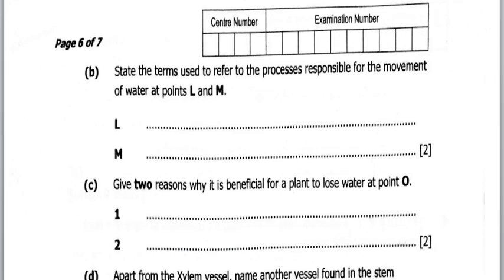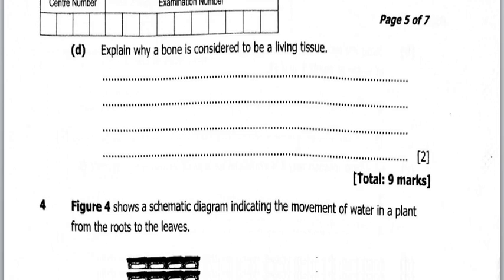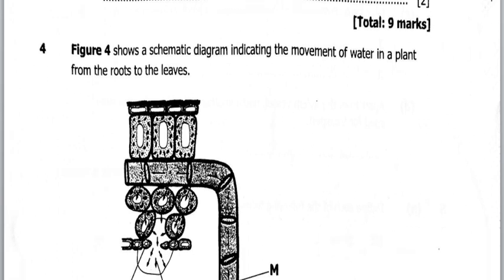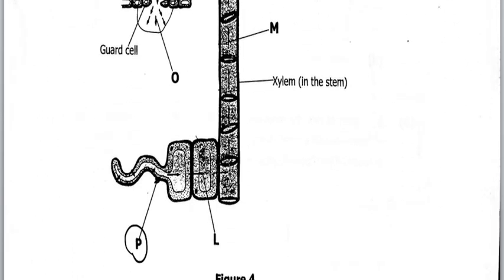Okay, now let's look at part B. State the terms used to refer to the processes responsible for the movement of water at points L and M. So now let's go back, we look at points L and M. What terms are responsible for the movement of water at points L and M? So we have point L here, and we've got M here.